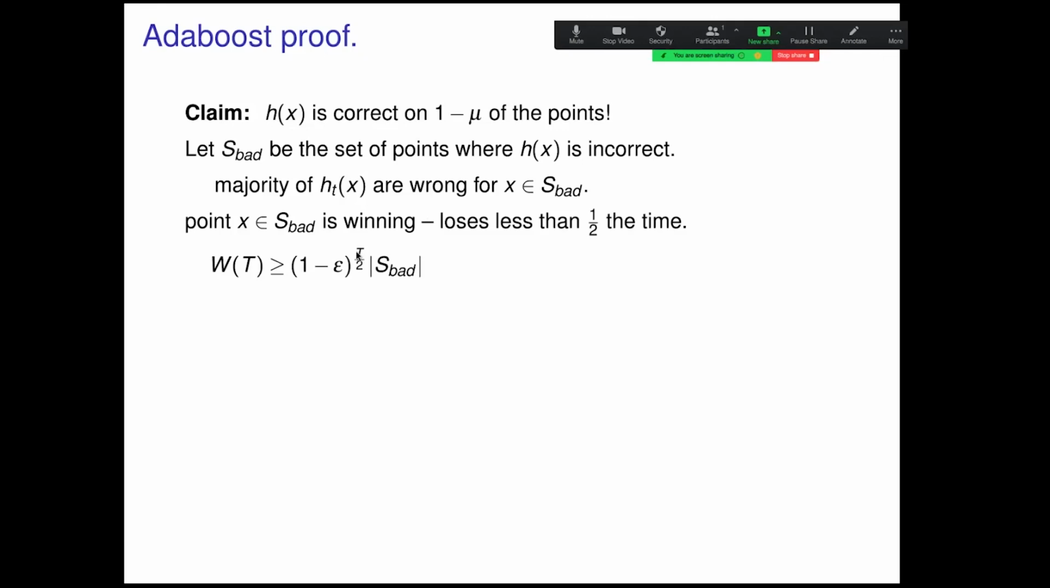So again, we're using a potential function, right? Before we were using the length of the vector. Here we're using this weight function, the sum of the weights. So in this case, for any bad point, its weight is still at least 1 minus epsilon to the t over 2. And then you multiply by the number, yeah. So could you repeat again what W_t represents? W_t, sorry, I didn't ever say. W_t is the sum of the weights at time t.